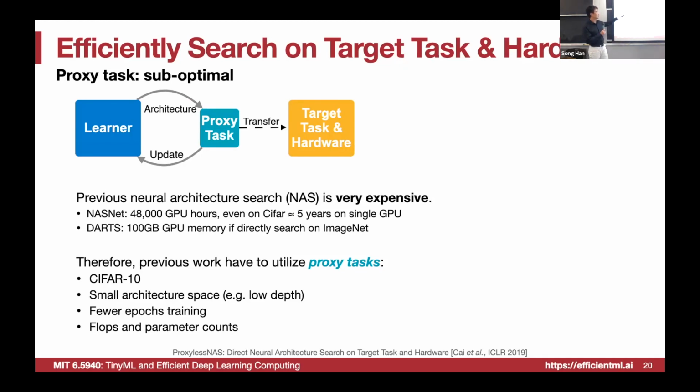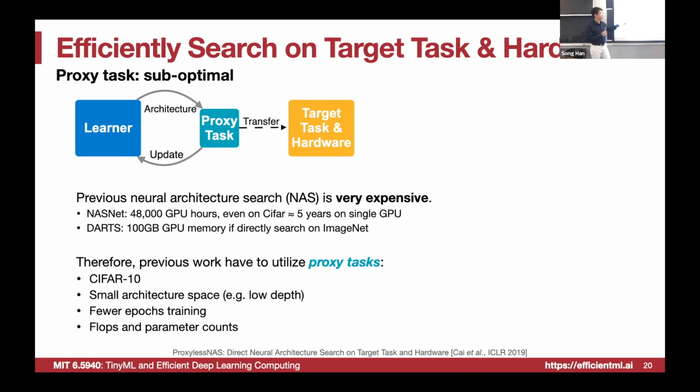As we talked about, previous neural architecture search used to be very expensive. You have to train a model, get the accuracy. If it is not good, train again, get the accuracy. It takes 48,000 GPU hours on CIFAR, not to mention ImageNet. On a single GPU, that's 5 years. Google has lots of GPUs, so that's not an issue, but that's definitely an issue for us.